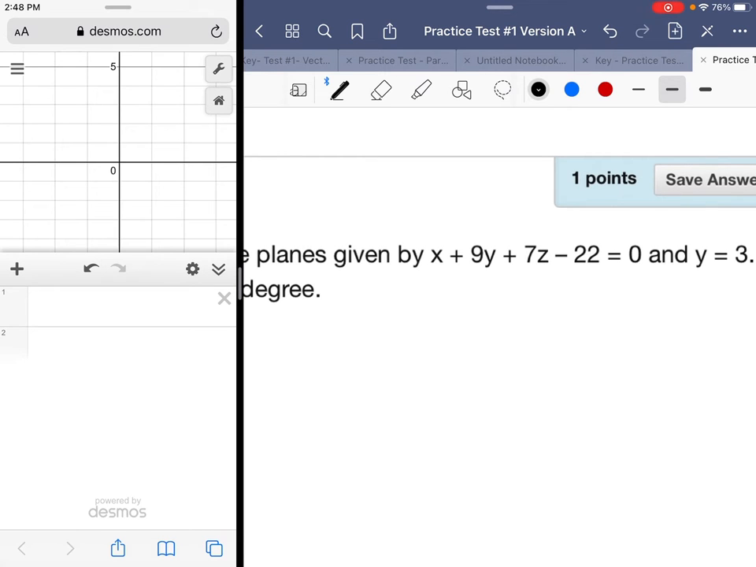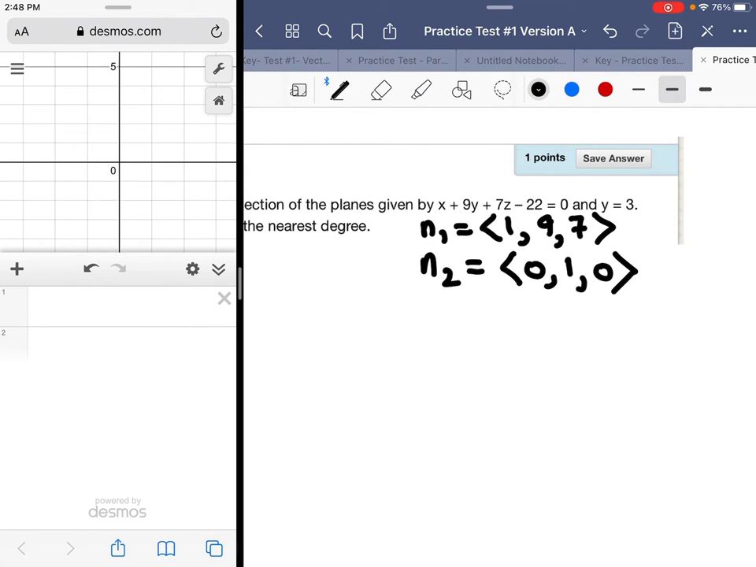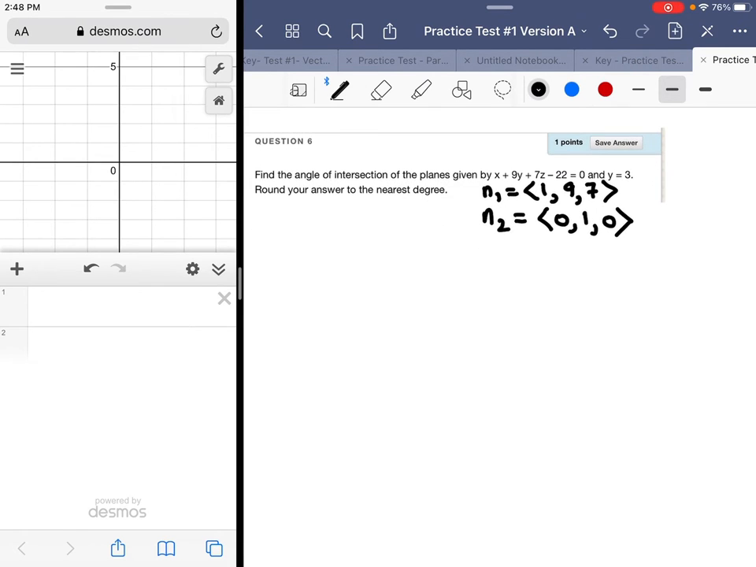So this one has a normal vector, I'll call it N1, which is 1, 9, 7, and N2 is 0, 1, 0. Because there's no x term and no z term, their coefficients must be 0. The y term has a coefficient of 1.